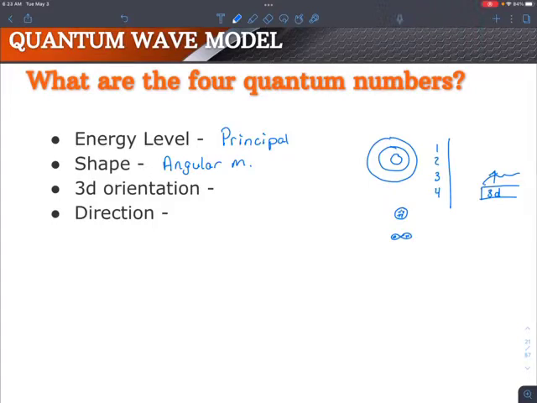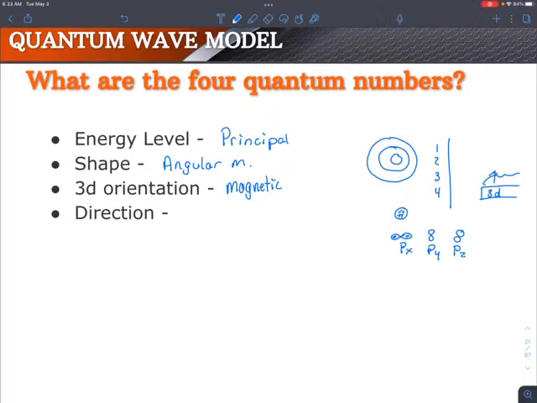You have the 3D orientation. The 3D orientation, you have that magnetic quantum number, and that is referring to the orientation in space. So this would be like the px, this would be the py, and this, if we could draw that coming out of the screen at you, that would be the pz.